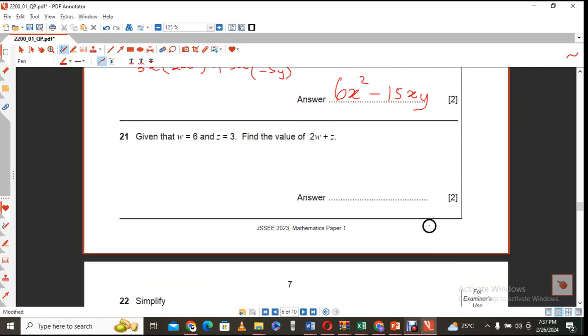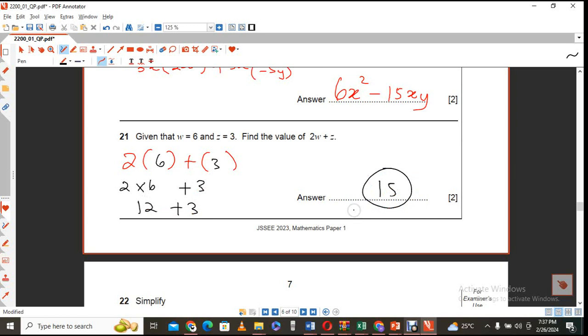Question 21, so that should be a z. So they say w is equal to, so always do this so that you can know, okay, I need to substitute. What is w? W is 6 and z is 3. So this means 2 times 6 plus 3. Remember BODMAS, 2 times 6 is 12 plus 3. So therefore, this answer here is 15.